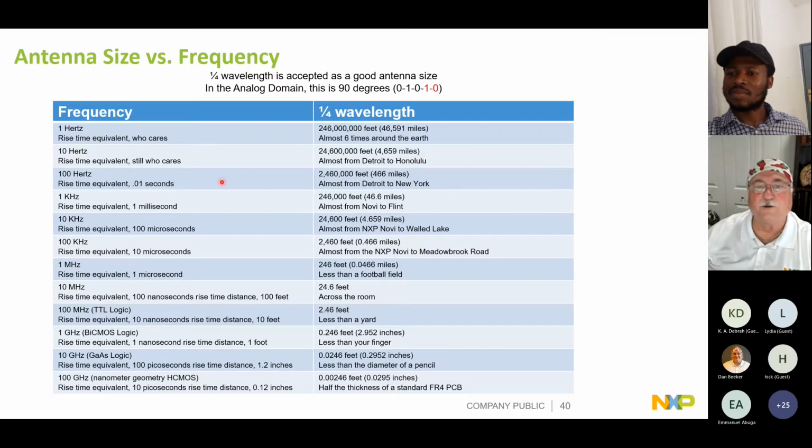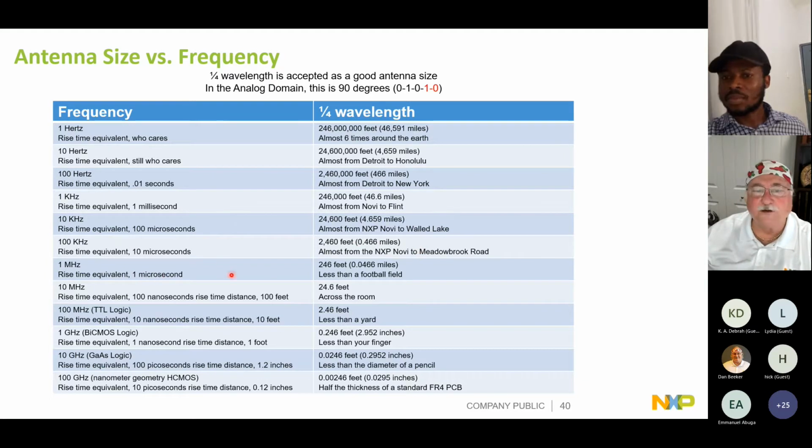At 100 hertz, we're looking from Detroit to New York. At a kilohertz, we're looking at between 2 local cities, about 50 miles. At 10 kilohertz, we're still looking at, you know, 4.5 miles. So antennas are huge at these lower frequencies. At 100 kilohertz, we're looking at, you know, half a mile. So it's starting to get smaller. The point here is that as the switching speeds increase, the antennas get smaller.